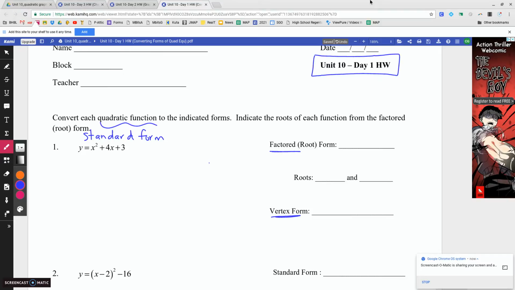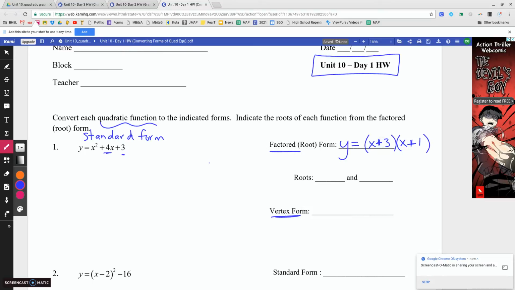So the first thing I'm going to do to write it in factored form is I'm going to factor it. So I can factor this into two binomials. I know that I have an x squared, so I know I have an x and an x. And I'm looking for two numbers that multiply to 3 but add to 4. So those two numbers I'm looking for are plus 3 and 1. So 3 times 1 multiplies to 3, adds to 4. So that is my factored form.